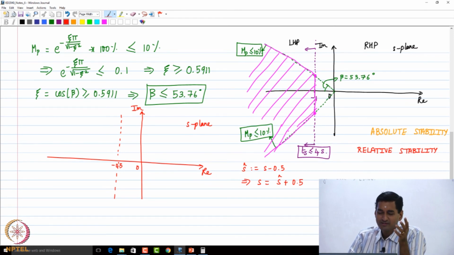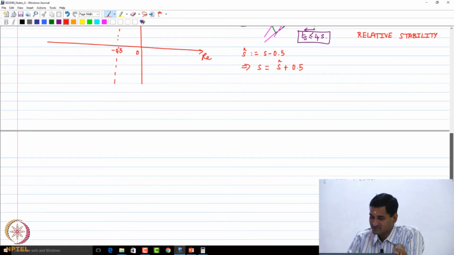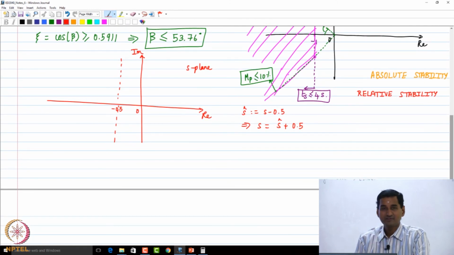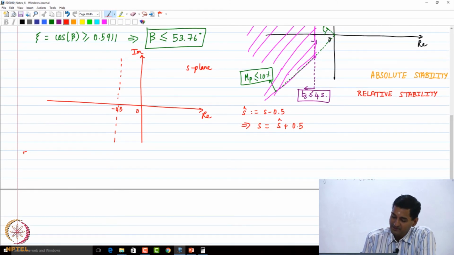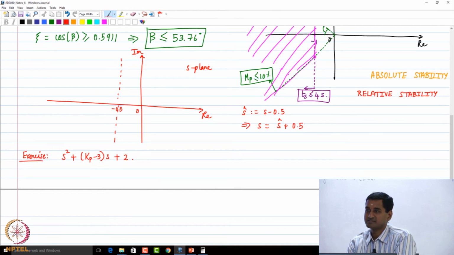As I told you, I am just preemptively introducing these concepts, and we will anyway revisit them later. We will figure out how to ensure relative stability in our designs. But then try it out. I will give you a simple example exercise to do. Let us say our closed loop characteristic polynomial was S squared plus (Kp minus 3) s plus 2. Okay, this is the closed loop characteristic polynomial.